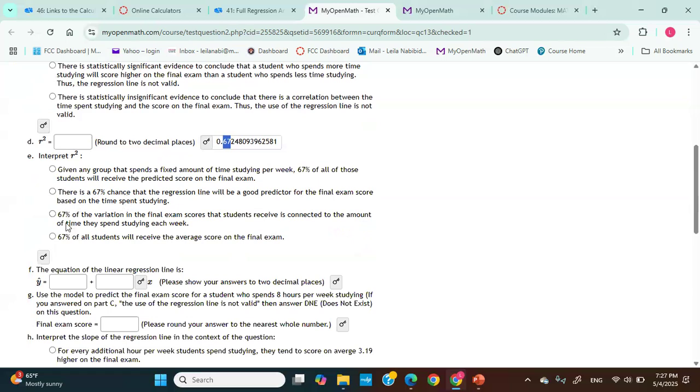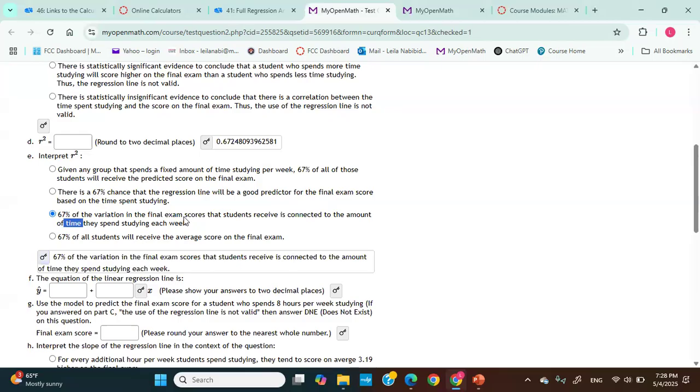Next one is 67% of the variation in the final exam score that the student receives is connected to the amount of time they spend studying each week, which means 67% of variation in the y value is explained by the x value. Yes, that's the answer. And if we check the answer, we see that's exactly the correct answer.